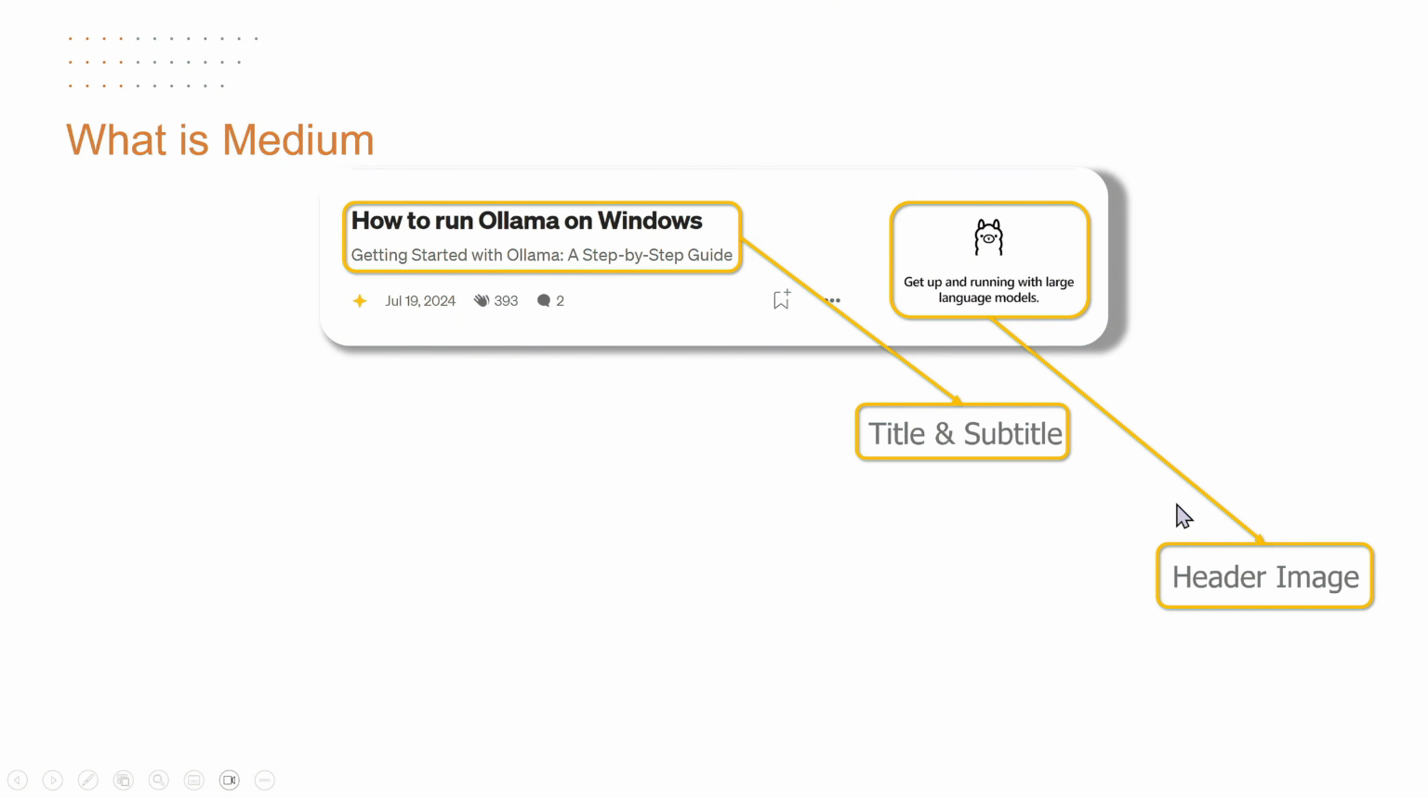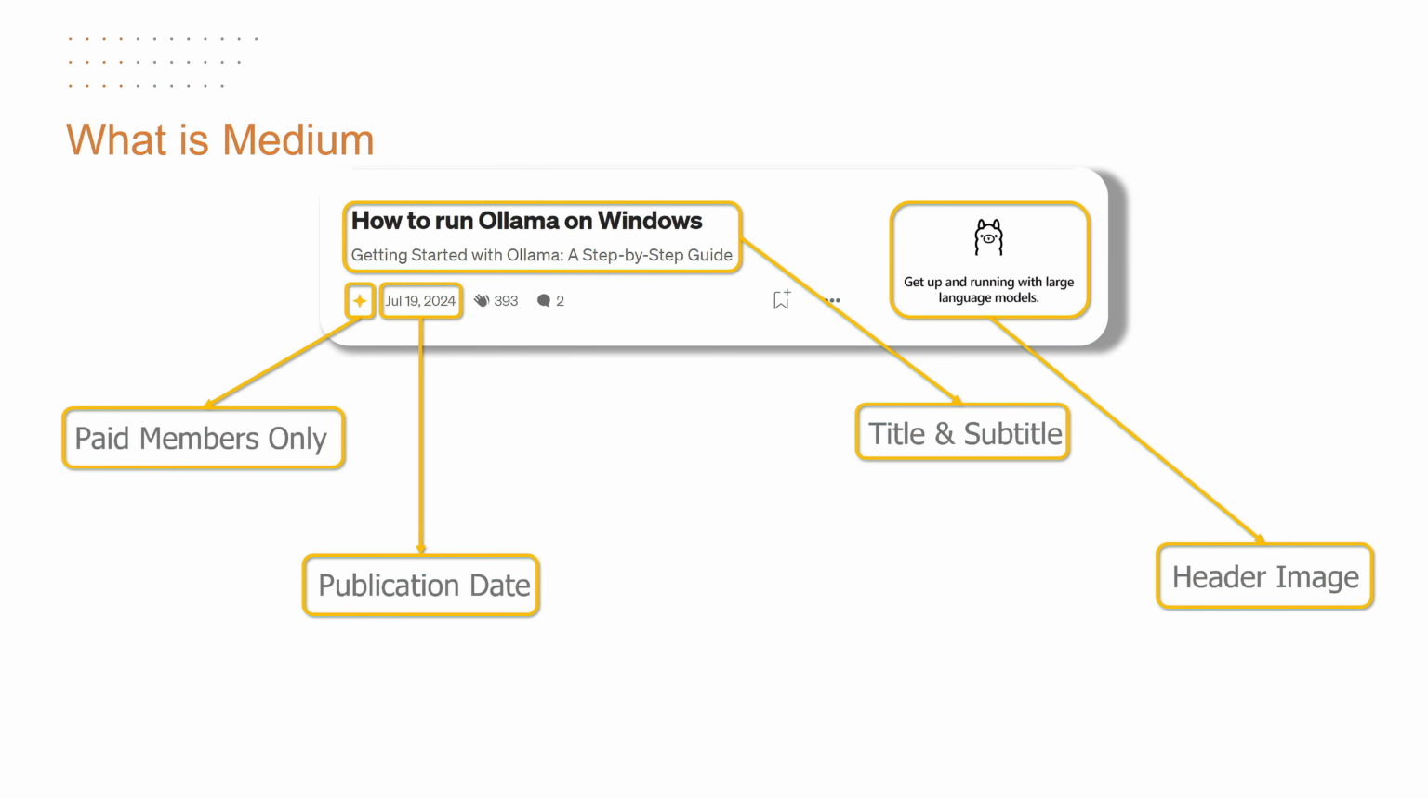Then there's the header image right next to the title. People are naturally drawn to images, so a great header image really helps pull readers in. And then let's look at the icon under the title. The star on the far left tells you that the article is for paid members only, meaning that free users can't read the full article.